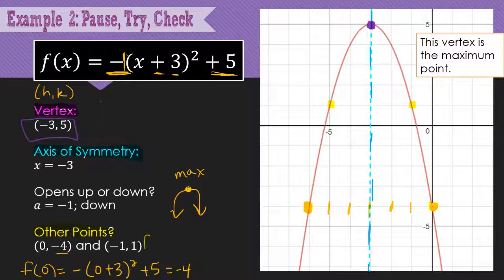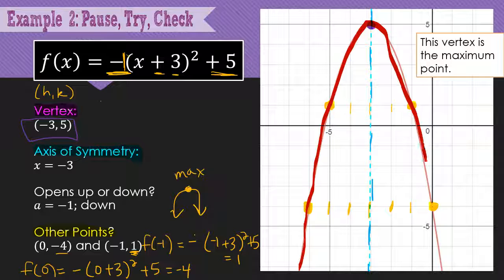So at negative 1, when I evaluate that, I'll show you where that 1 is coming from. We have negative and then negative 1 plus 3 all squared plus 5. Negative 1 plus 3 is 2, and 2 squared is 4, but it's negative out front. So negative 4 plus 5 is positive 1. That's where I'm getting this positive 1 from. So when we go and graph that point, negative 1, 1, that's where we get this coordinate here, and it's 2 spaces away from the axis of symmetry. So I go 1, 2 on the other side, and then we draw in our parabola. So that's where all of that's coming from.